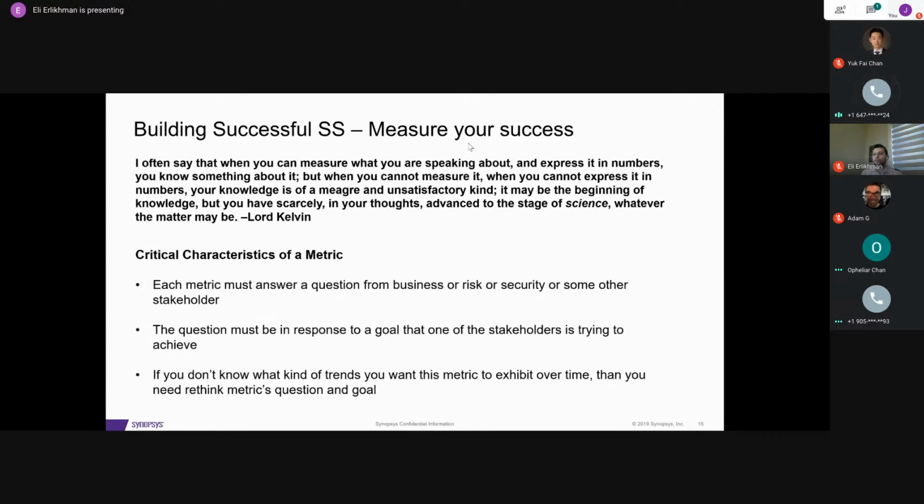So if you don't have a goal and you don't have a question and you don't have trending, then you just have numbers. And I like numbers, I like spreadsheets, but that's not metrics.